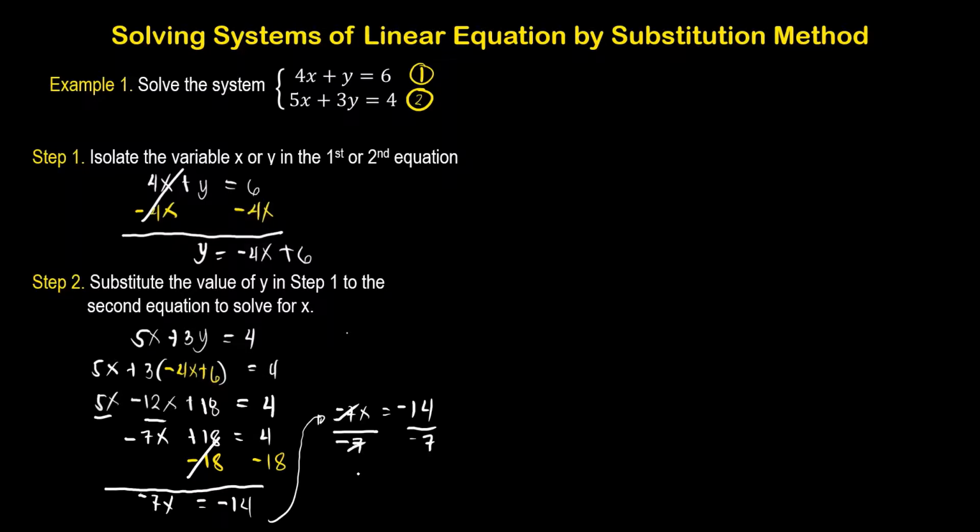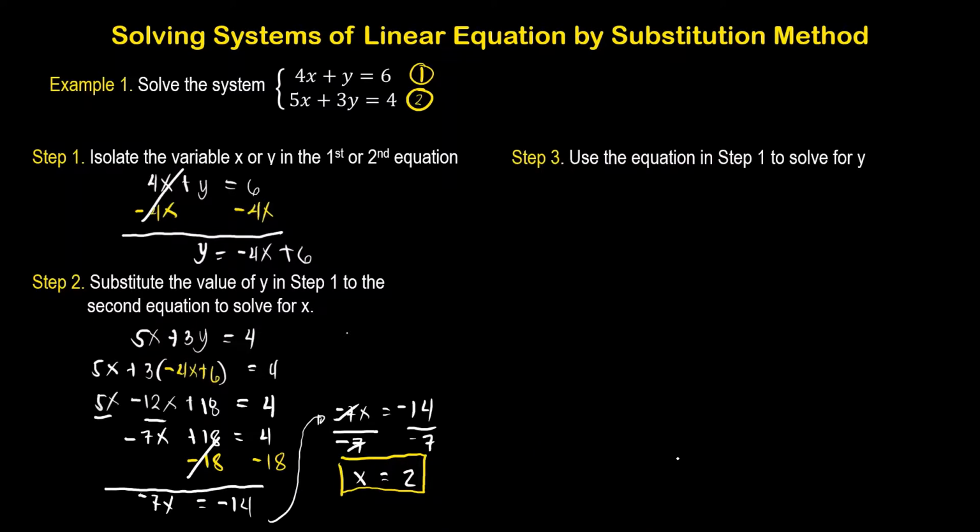Ang matira na lang dito is x is equal to, of course, negative 14 divided by negative 7, which is equal to positive 2. So that means, okay, ang value ng x natin is equal to positive 2. Okay? So meron na tayong value ng x. So ang gagawin natin next is to solve for the value of y.